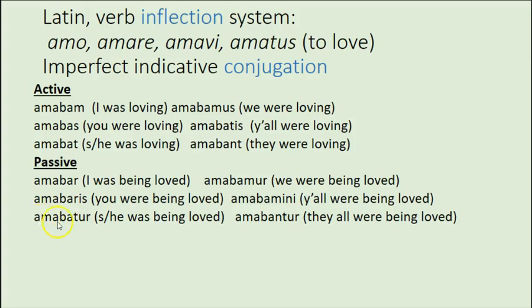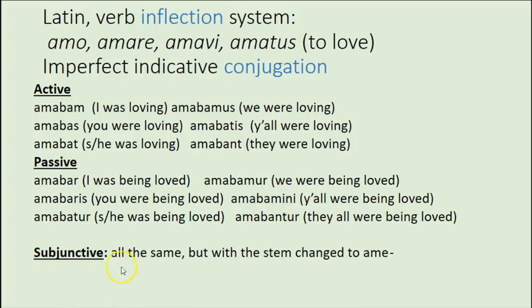Amabar, amabaris, amabatur. I was being loved. You were being loved. She was being loved. Amabamur, amabamini, amabantur. Say amabamini sometimes fast. Anyway, so that's the Latin verb system.